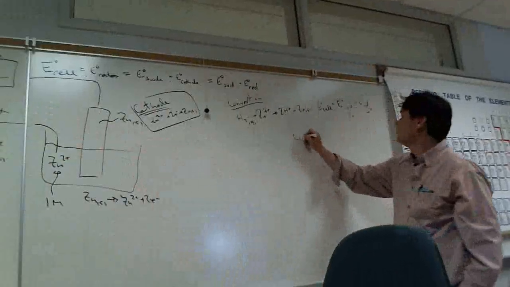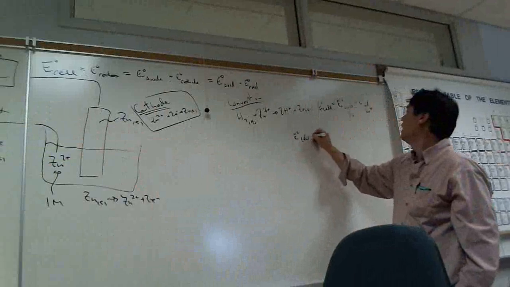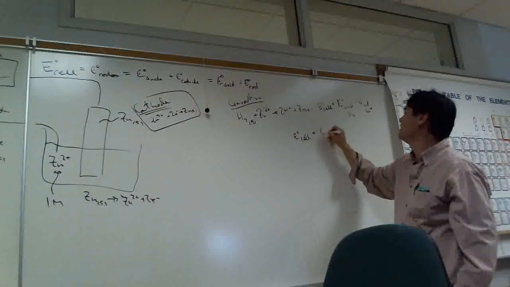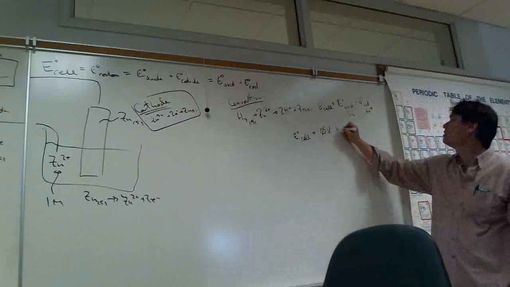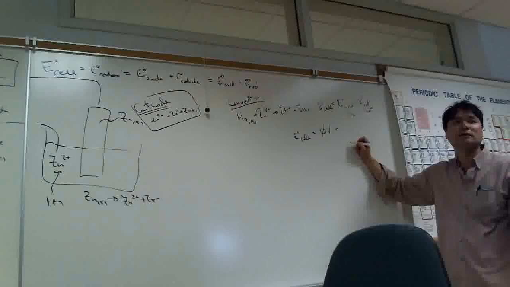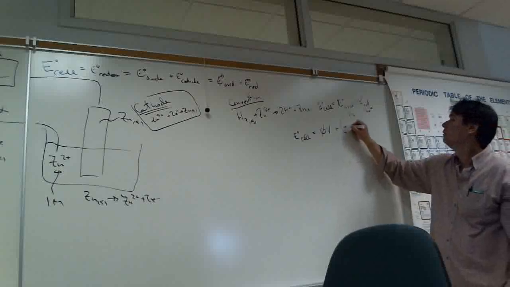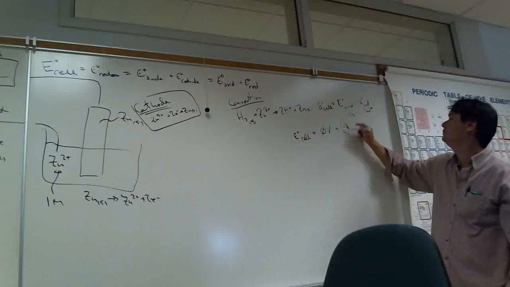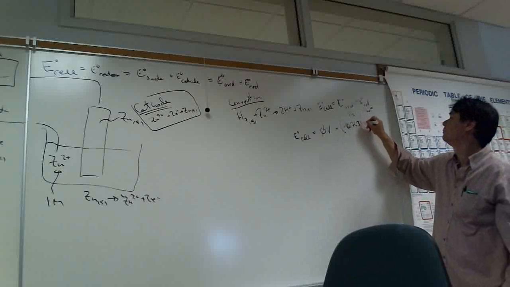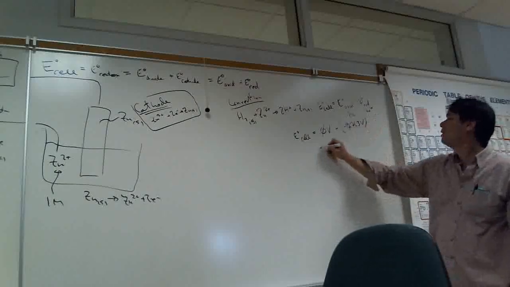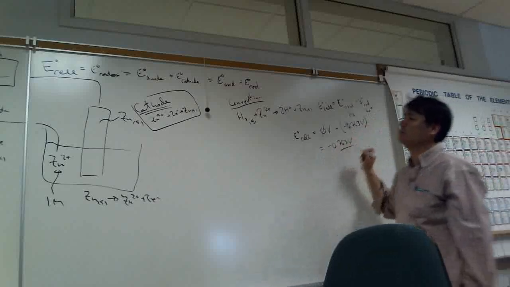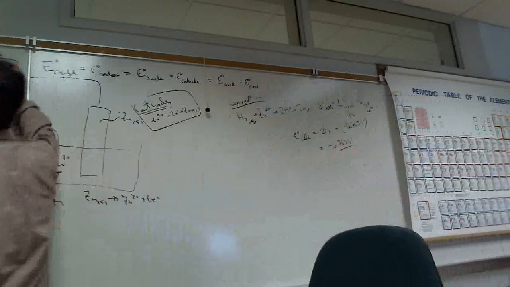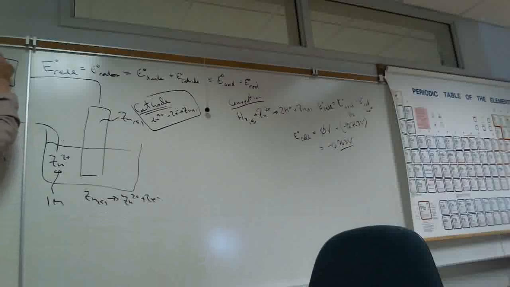And so the oxidation potential for hydrogen is 0 volts. The reduction potential for Zn2 plus is negative 0.763 volts. And so the cell potential is negative 0.763 volts, as written. And so this is going to register minus 0.763 volts.